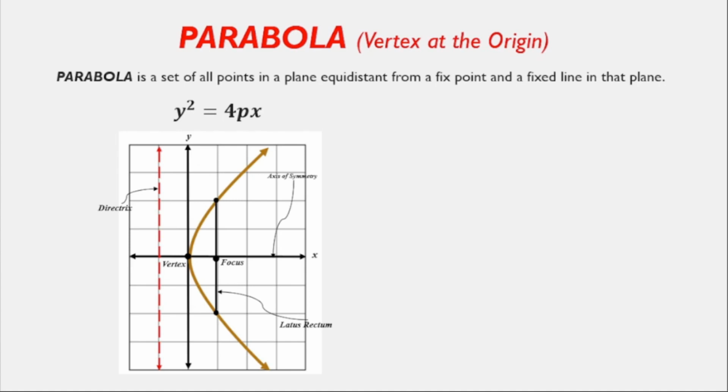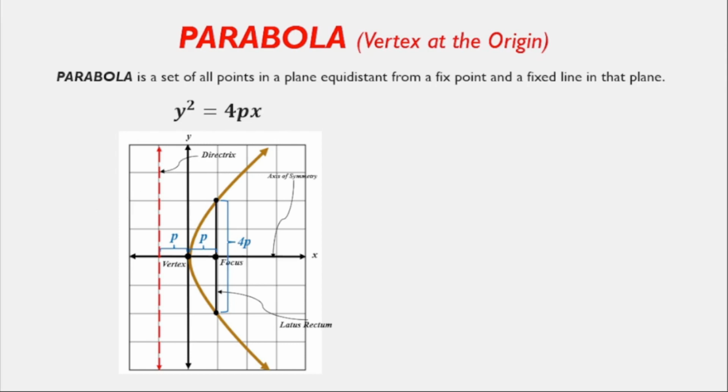This constant p tells us the distance between the vertex and the directrix, and the distance between the vertex and the focus. And it also tells us the length of the latus rectum, because 4 times the value of p gives us the length of the latus rectum.